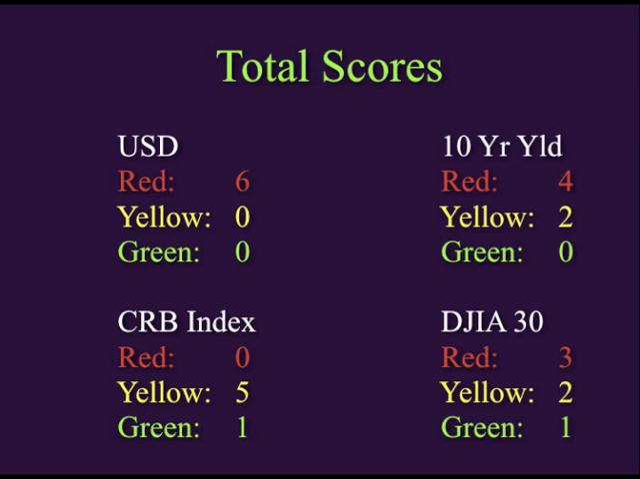US dollar came in last place. We had 0 green marks, 0 yellow marks, and 6 red marks. So really, the winner this week is going to end up being the 10-year Treasury bond, as the yields are falling, which means that money is flowing into them, both foreign money and stock money.